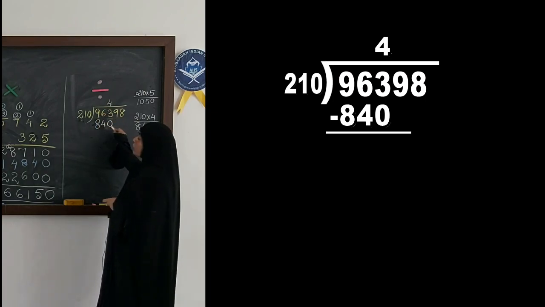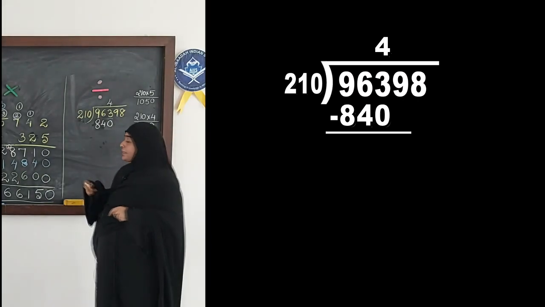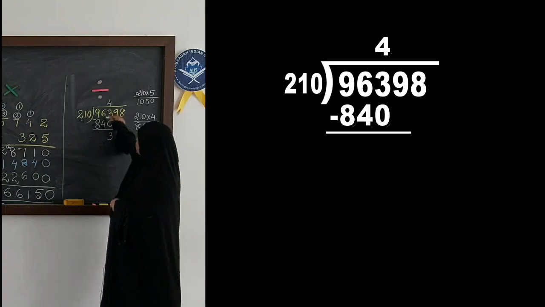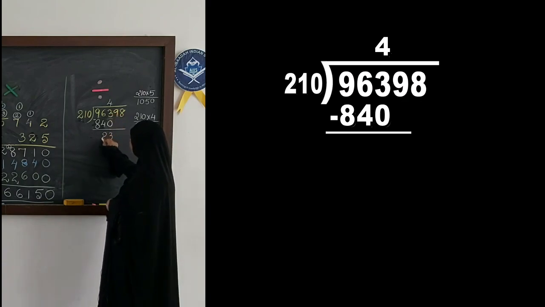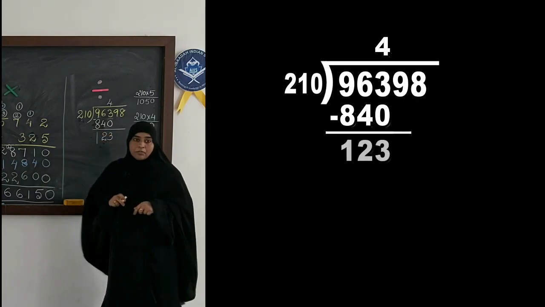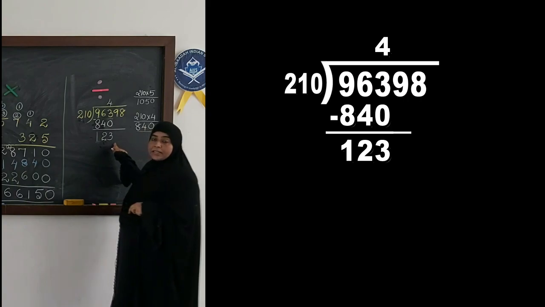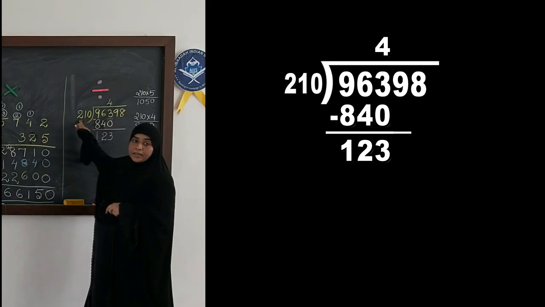963 and 840. Okay. So we'll subtract them and see what answer we get. 3 minus 0 is 3. Remember, we are doing subtraction. 6 minus 4 is 2. 9 minus 8 is 1. We got 123. Now 123 is smaller than 210.